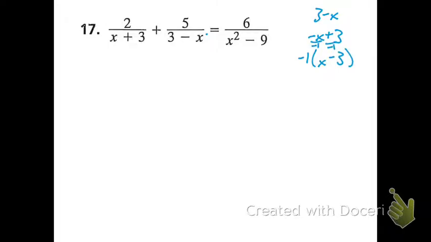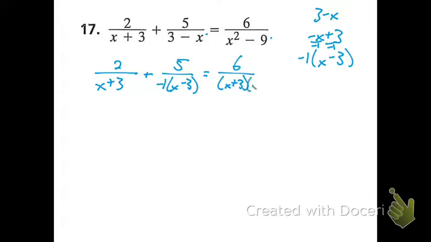All right. So what we really have here is 2 over x plus 3 plus 5 over negative 1 times x minus 3, and this is equal to 6. I'm going to go ahead and factor this as a difference of 2 squares down here: x plus 3, x minus 3. Sorry about that.